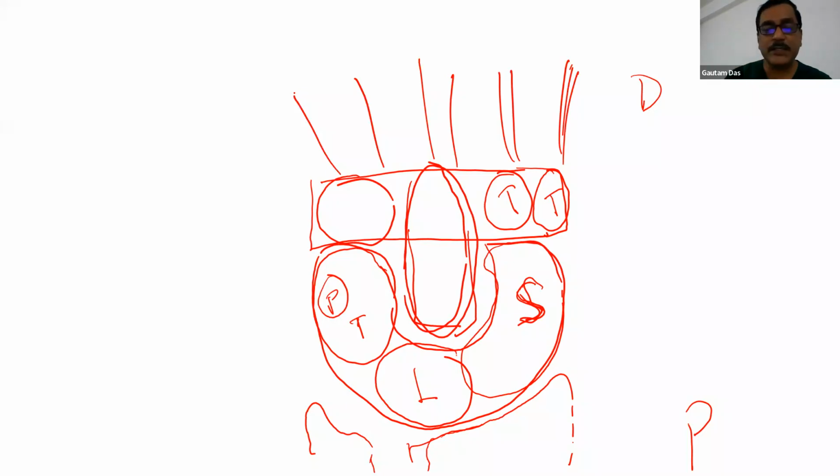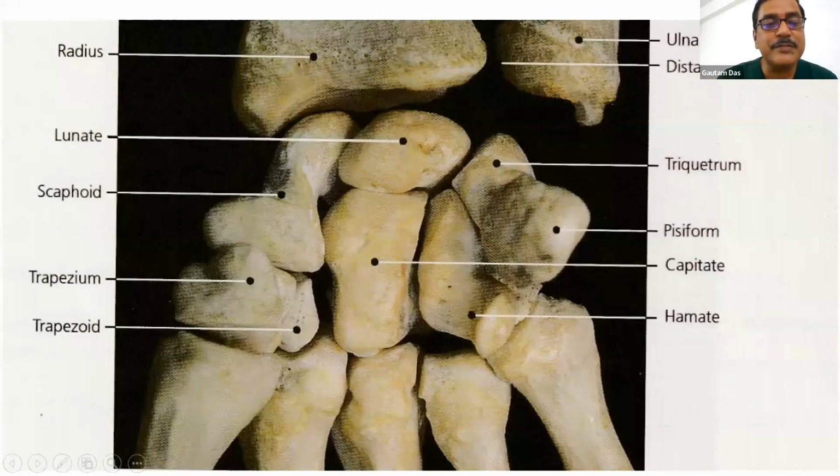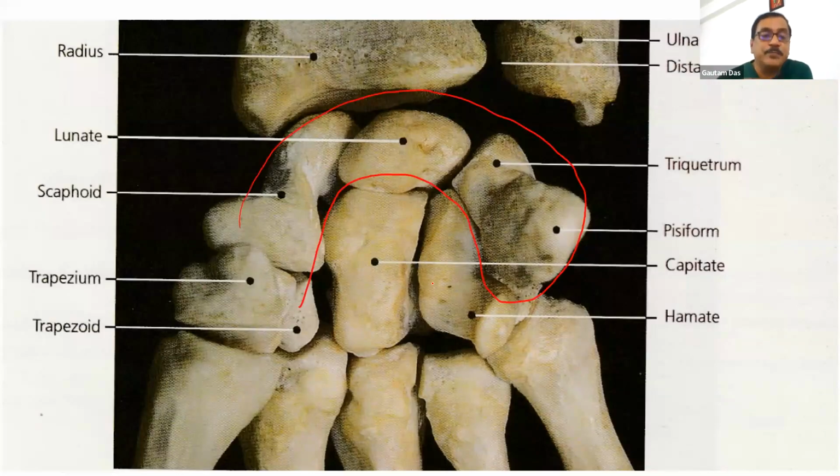So, keeping this in mind, we'll remember it again. This is the opposite way: this is your inverted U, and this is your T. Starting from the radial side, we have the scaphoid, then the lunate, then the triquetrum, and then your pisiform. And starting from the radial side again, trapezium, trapezoid, capitate, and hamate.